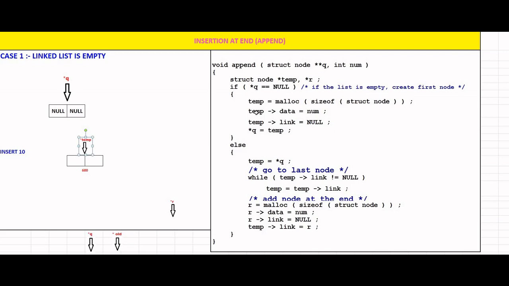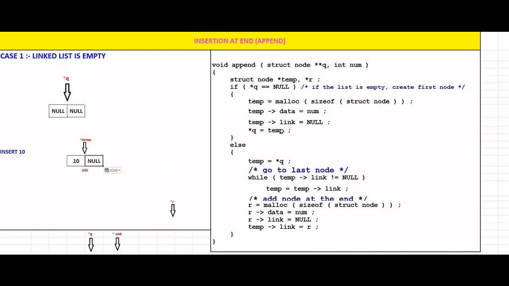And after that line, temp of data is equal to num. So we put the value which is stored in num at the data part of this node. What we passed into num is 10. So we put 10 here. After that, temp of link is equal to null. In the link part of temp we store null.